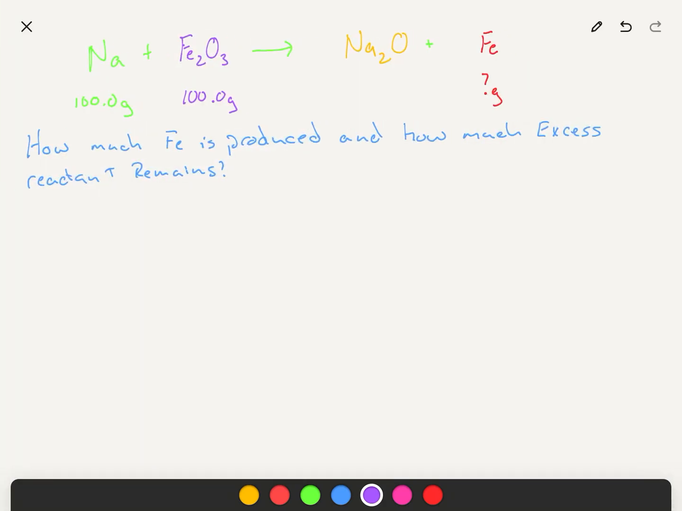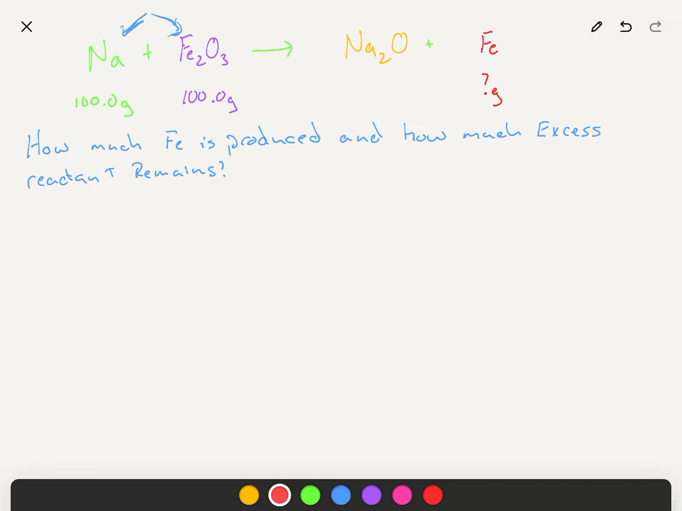So, problem 1 gives us 100 grams of sodium and 100 grams of iron(III) oxide, and it asks how many grams of iron are produced and how much excess reactant remains. So we're going to run out of one of these two things before the other. We need to figure out which one limits us, and then we'll know which one's going to have some remaining. So the first thing we need to do here is balance our chemical equation.